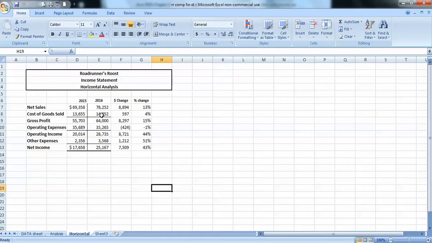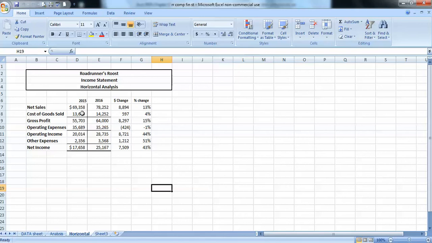In 2016 we had net sales of $78,252 compared to 2015 net sales of $69,358. In order to conduct and perform a horizontal analysis, we need to subtract the base year from the next year and see what was our dollar amount of change.